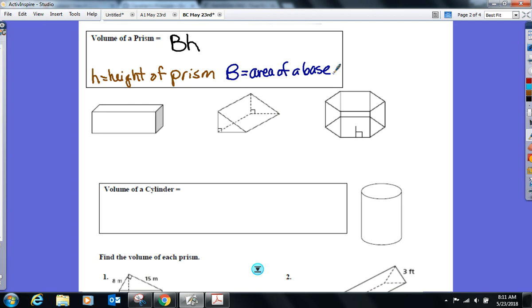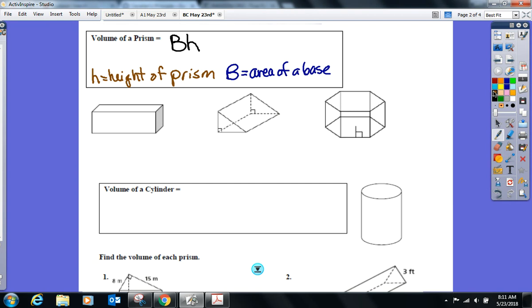All right, area of a base. So identify what the base is, find the area of it. That's big B. All right, big B. So I just want to make sure we can identify what the base is in each type here. What type of prism is this? Rectangular prism. So the base, this is a rectangular base.